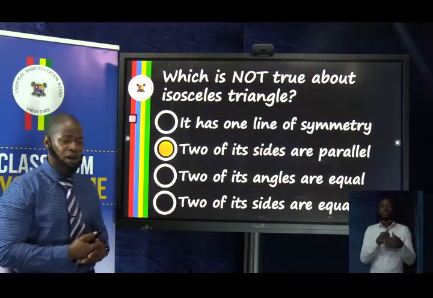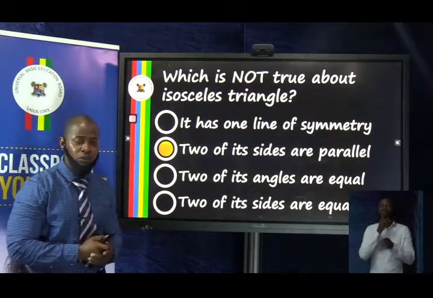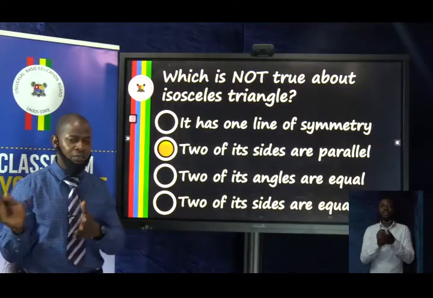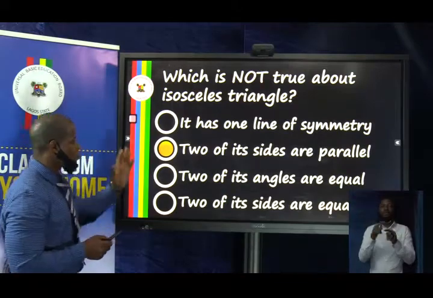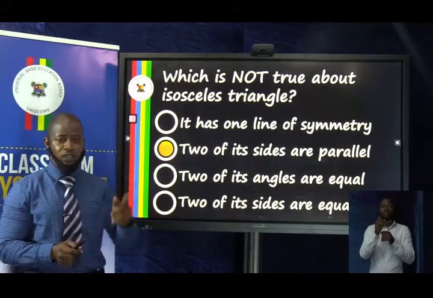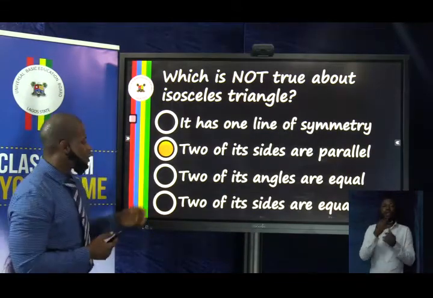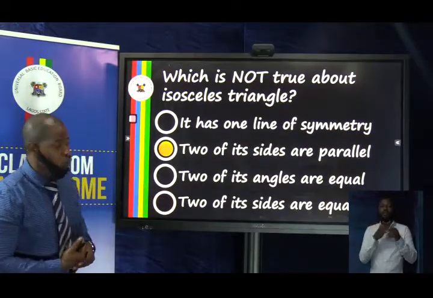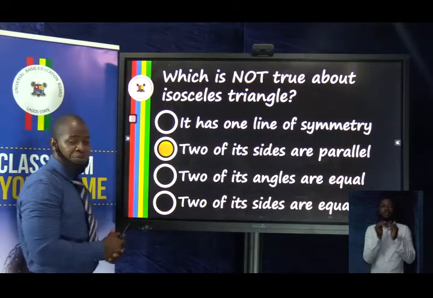Two of its sides are parallel. I mean, that does not apply to a triangle. No triangle has two of its sides to be parallel. I mean, that belongs to quadrilaterals. But an isosceles triangle has one line of symmetry which runs down the center. It has two angles that are equal, the base angles, and two of the sides are also equal. So, let's move on.